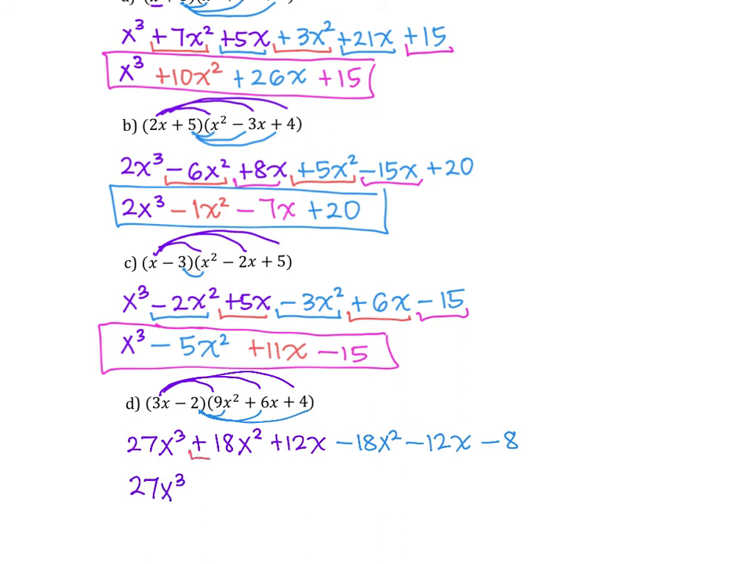Let's see, I have 18x squared minus 18x squared. Well, that's nothing, that's zero. Okay, so those cancel. Let me check the x's. I have 12x minus 12x. 12 minus 12 is also nothing, so that cancels. So what am I left with? I still have the minus 8. So this one happened to have the terms cancel, and so it has the nice answer 27x to the third minus 8. That doesn't normally happen, but it is possible, so I want you to see that it is possible.